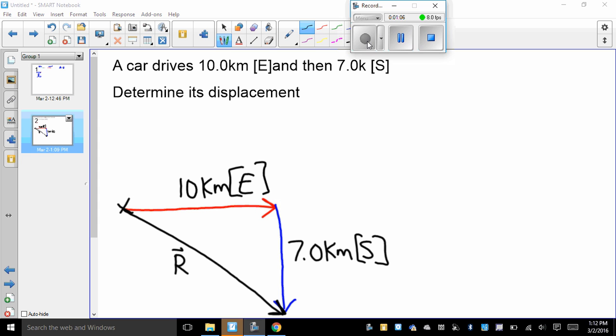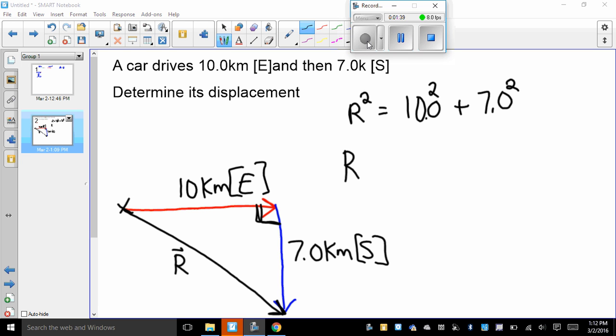Well, between east and south, there's exactly 90 degrees. So here I have a 90-degree triangle, and I want to know the hypotenuse. In order to do that, I could say that the resultant squared is equal to 10 squared plus 7 squared. I know that because I'm using Pythagoras.